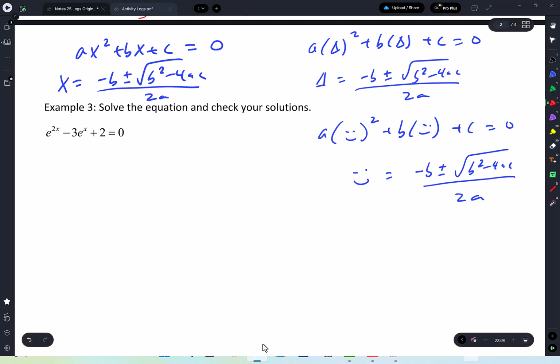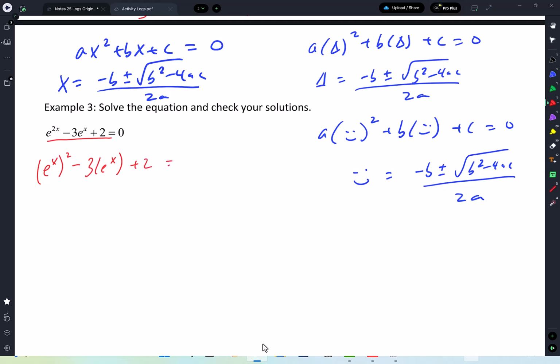Okay, Chav, why are you telling us this? Because this looks like a quadratic form. Look, let's rewrite it. E to the x, close it, squared minus 3 times e to the x plus 2 equals 0. You don't necessarily need to use the quadratic formula. This is similar to x squared minus 3x plus 2 equals 0. And when you guys were in Algebra 2, you factored this one out like no one's business.